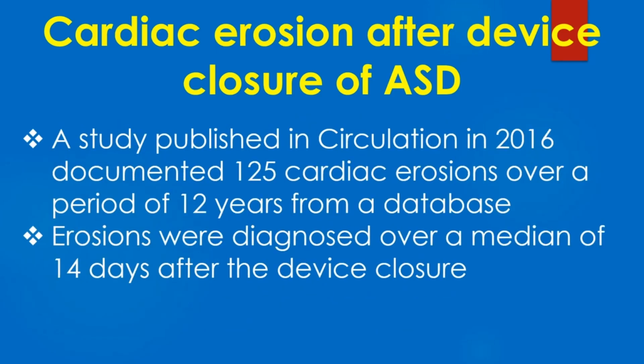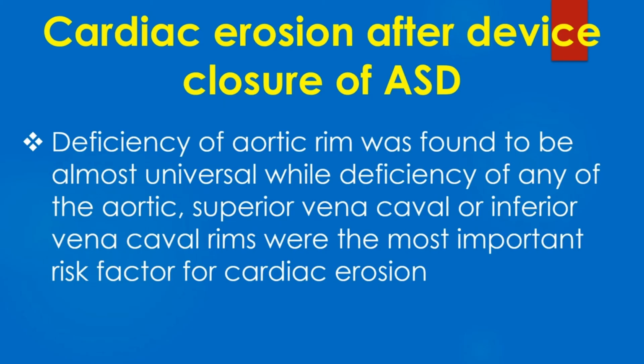A study published in Circulation in 2016 documented 125 cardiac erosions over a period of 12 years from a database. Erosions were diagnosed over a median of 14 days after the device closure. Deficiency of aortic rim was found to be almost universal, while deficiency of any of the aortic, superior vena cava or inferior vena cava rims were the most important risk factor for cardiac erosion.